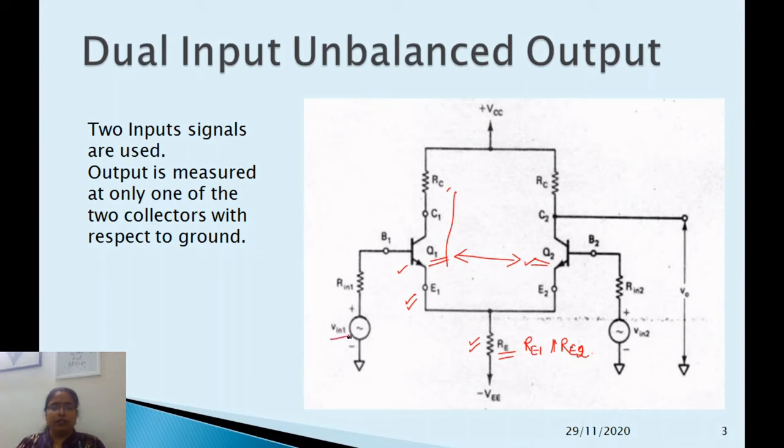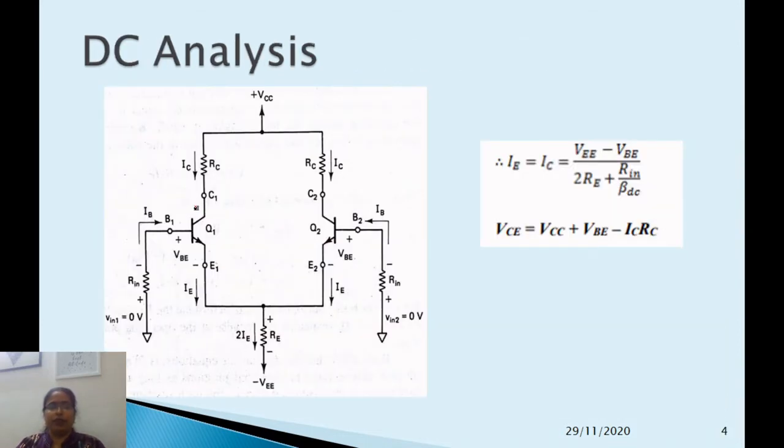This is V in 1, the AC voltage, and this is the second AC input which is provided at B2 of the transistor Q2, via the input resistances R in 1 and R in 2. These are the two transistors. As you can see, we are using two inputs, V in 1 and V in 2, and we are taking the output from collector C2 with respect to ground. This is our V0. As you can read here, these two input signals are used, and the output is measured at only one of the two collectors with respect to the ground.